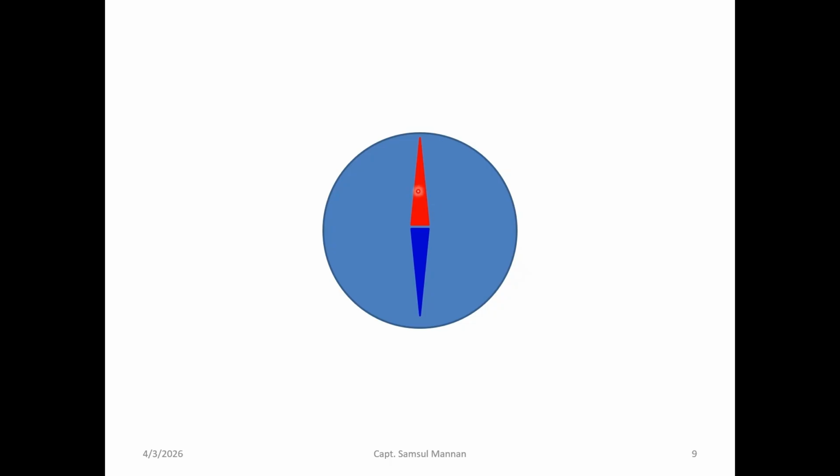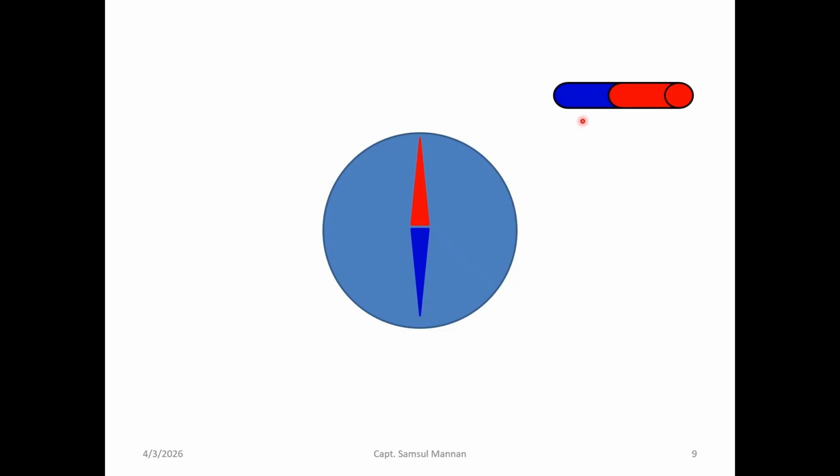Now, if we keep a compass needle, then the ship compass needle will always face towards Earth's magnetic north. But if you have a red pole beside the ship's compass needle, what will happen? It will have some impact. Let us see what impact it will have.